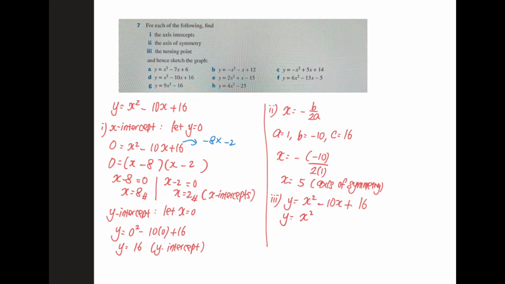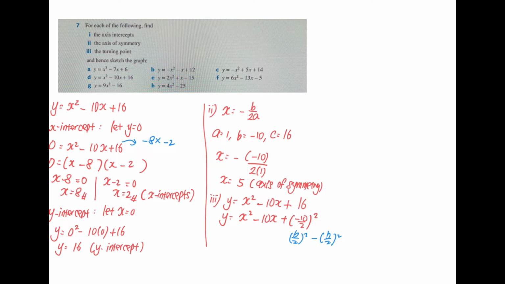Now the completing the square will be like this. I write back the x squared, I write back the minus 10x, then I write plus minus 10 over 2 squared. That means you have to put b over 2 squared, minus b over 2 squared, before you write back the last term. Our b is minus 10 here. So minus 10 over 2 squared, minus minus 10 over 2 squared, plus 16.